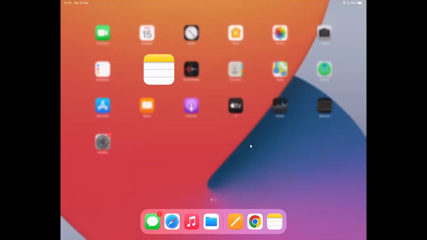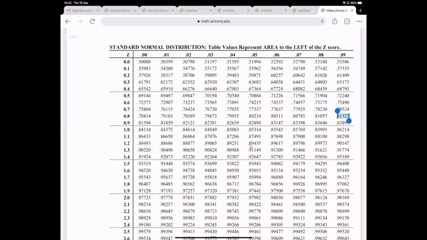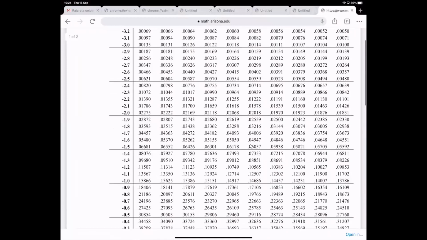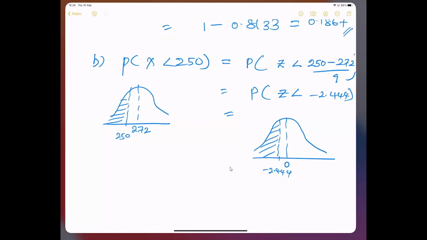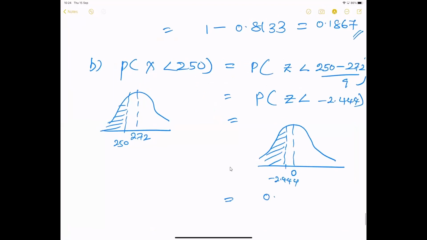Again, we can go for the standard normal table. So this one is the standard normal table, minus 2.44 means this one. Minus 2.44, 0.00734. So this probability we can directly take. So this one is 0.0073, because we are referring to the left side.